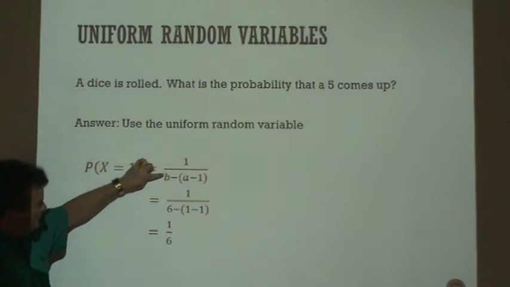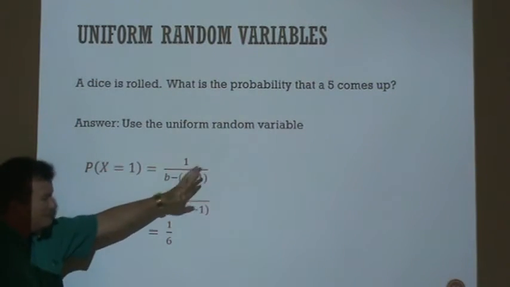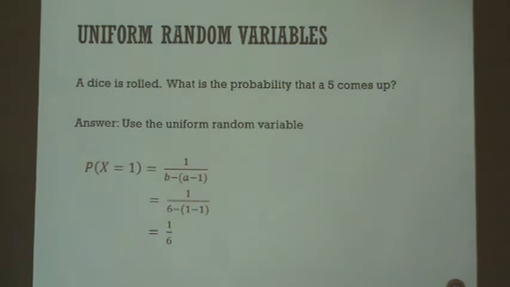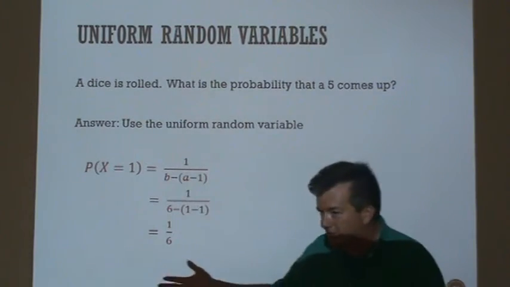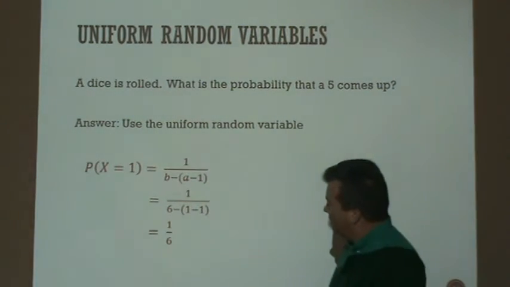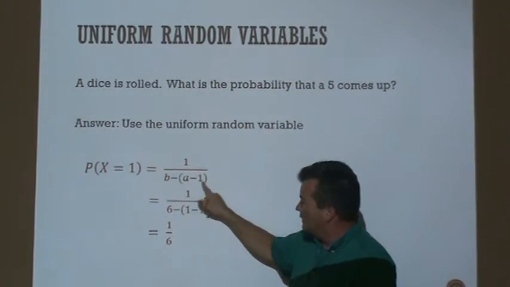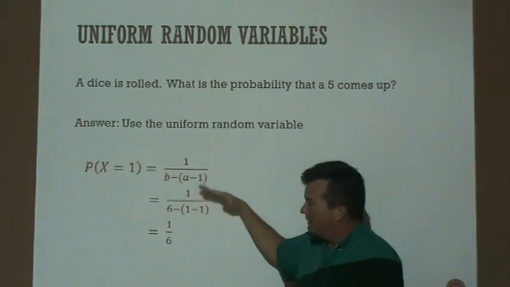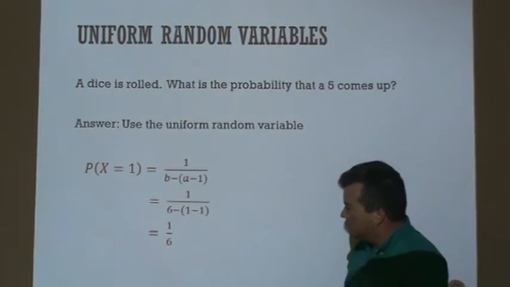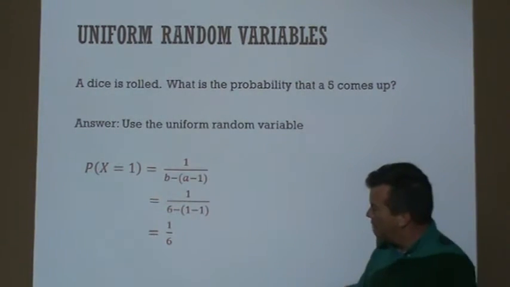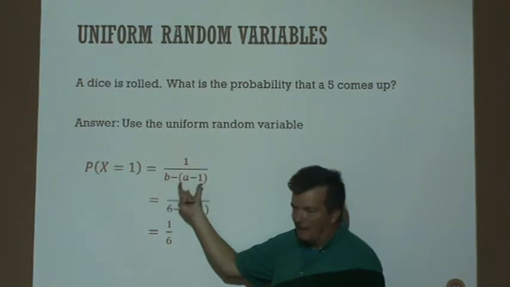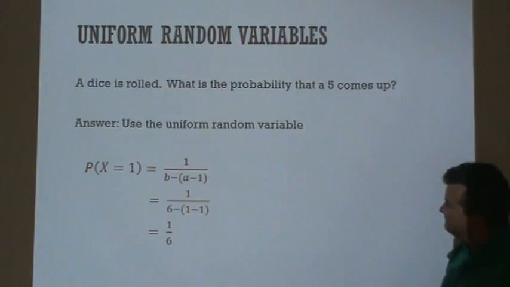So 1 divided by 6 minus 1 less than the smallest number would be 1/6. So for example, for a dice, if you want to know what's the probability that a 5 comes up, the probability distribution would be the highest number minus the lowest number, then also minus 1 in the discrete case. We wouldn't have the minus 1 if it was the continuous case. So each one of those values between A and B, including A and B, would be 1/6.